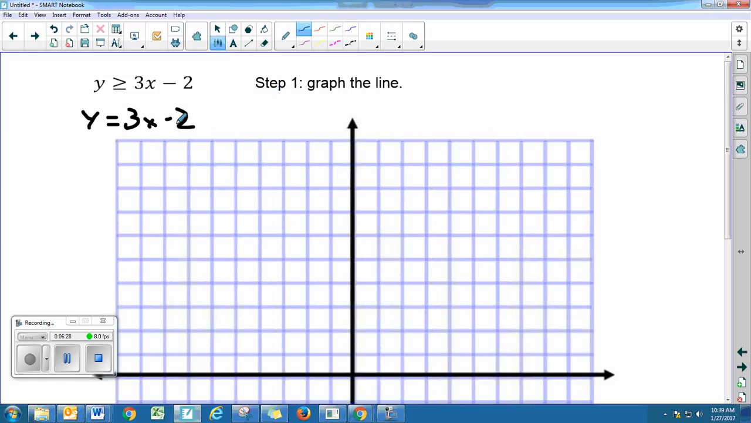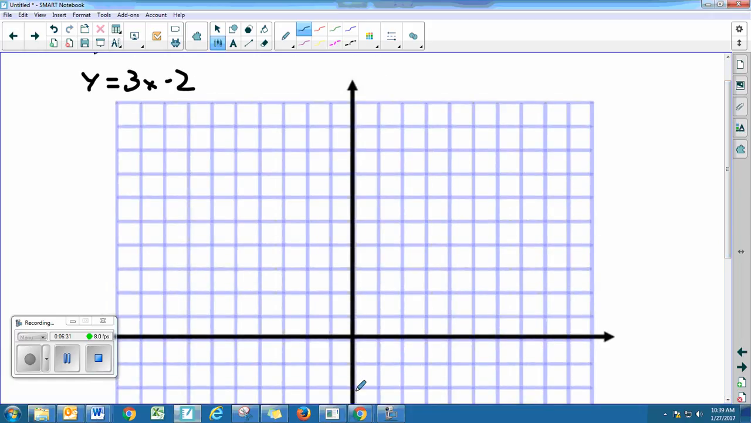So graph this line. My y-intercept is negative 2. My slope is 3, so 3 over 1, 3 over 1. So I'm just graphing my line, and then I'm going to create a straight line that goes through those points. That's the line.